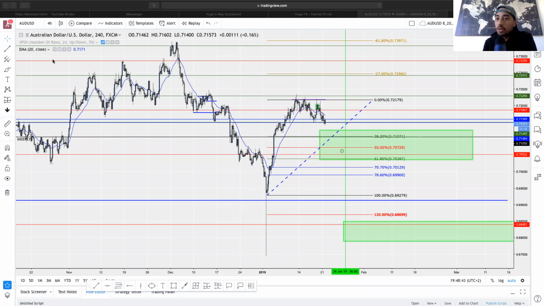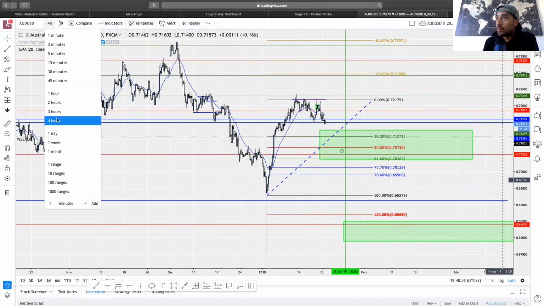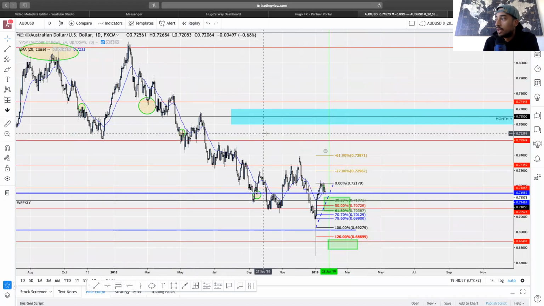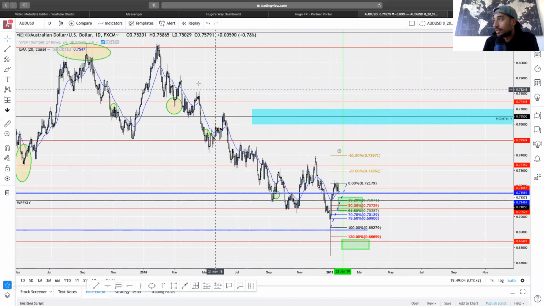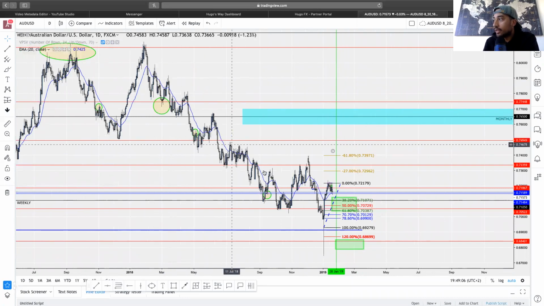All right, so what we see here is that based upon the daily time frame is where I really saw most of the action taking place. So we've seen the fact that this has been a downtrend for a good amount of time.